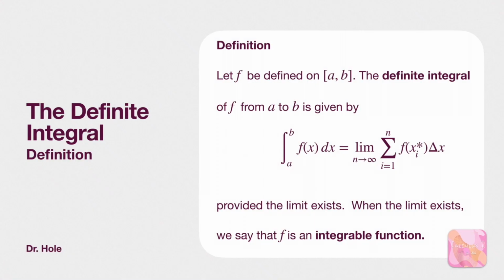So here is the definition. We want to start with a function which is defined on an interval. Given that we have a valid function, we'll define the definite integral of that function over that interval to be given by this expression on the left-hand side. And the expression on the left-hand side is evaluated as a limit of a Riemann sum. This definite integral exists provided that the limit exists. And if the limit does exist, then we say that this function f is integrable.